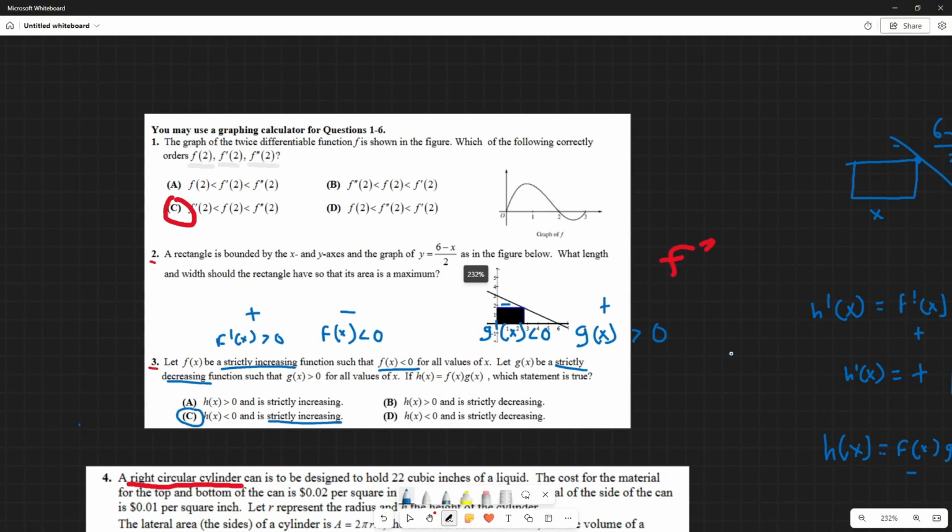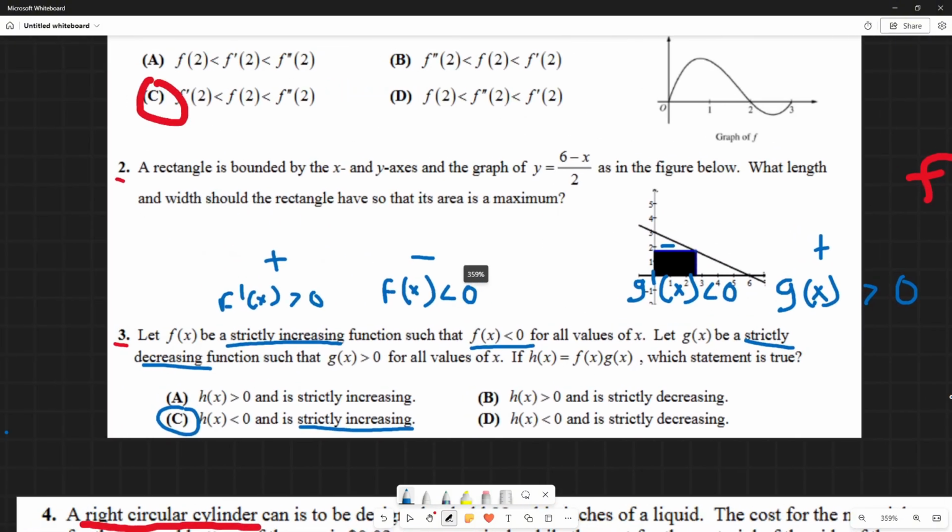Easy. Alright, number 3. I already did the work, but I'm going to explain it. So I'm going to read the question out first.